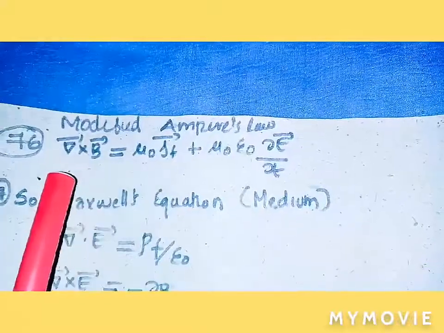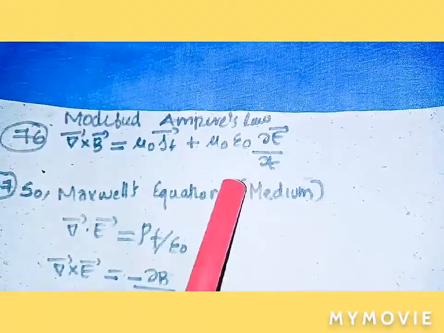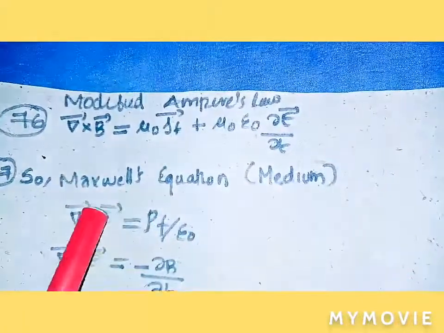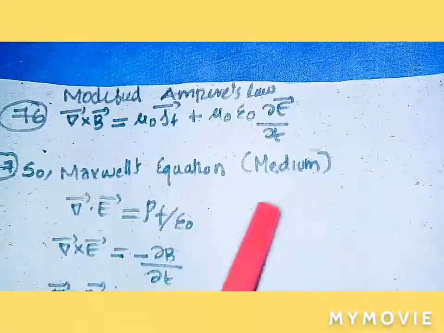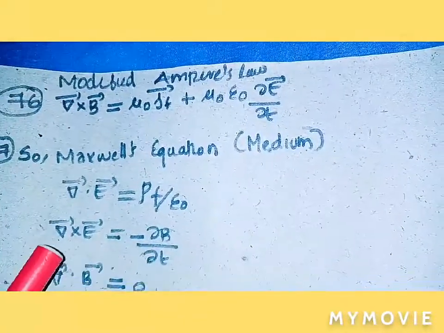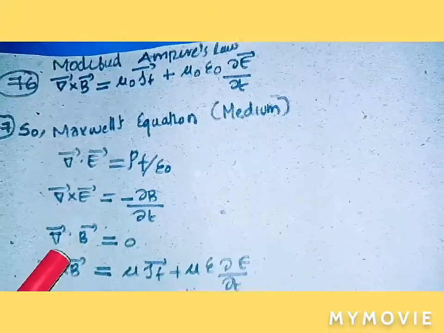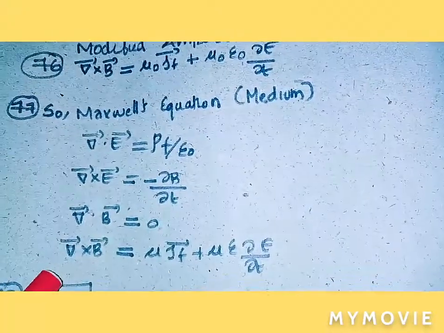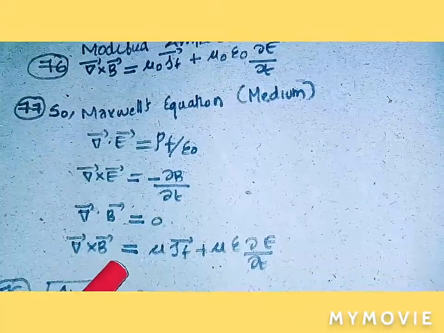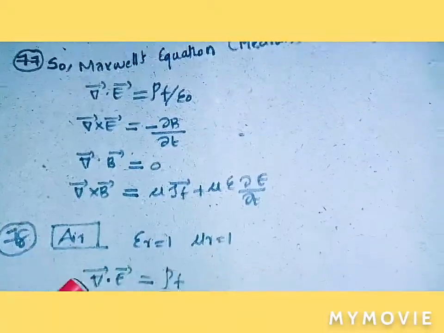Modified Ampere's law: del cross B bar is equal to mu 0 JF bar plus mu 0 epsilon 0 dou E bar by dou T. So Maxwell's equations in medium: del bar dot E bar is equal to rho F by epsilon naught. Del bar cross E bar is equal to minus dou B by dou T. Del bar dot B bar is equal to 0. Del bar cross B bar is equal to mu JF bar plus mu epsilon dou E by dou T.